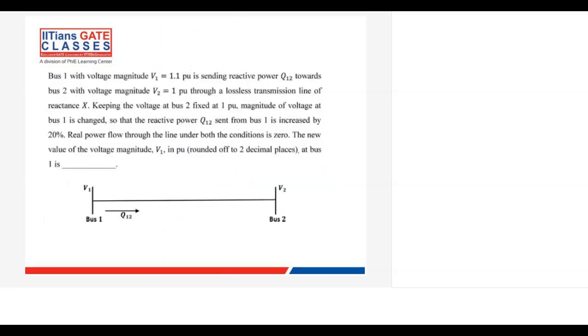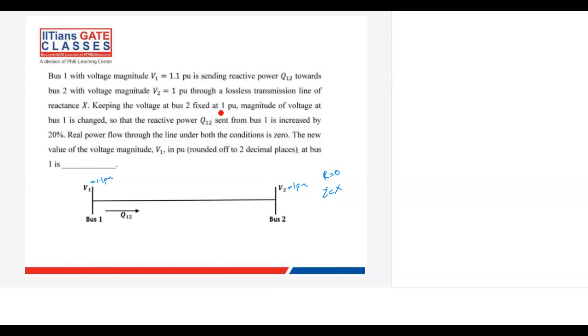And the next question is from voltage control. They have said that we have a bus 1 with magnitude V1 of 1.1 per unit, and it is sending reactive power Q12, and the voltage at bus 2 is 1 per unit under this condition. They're saying that there is no loss, so R is equal to 0 and the angle is 90 degrees, so Z is basically X.